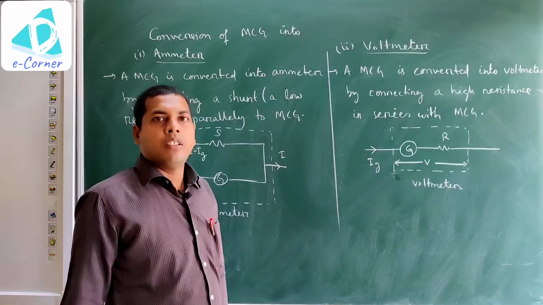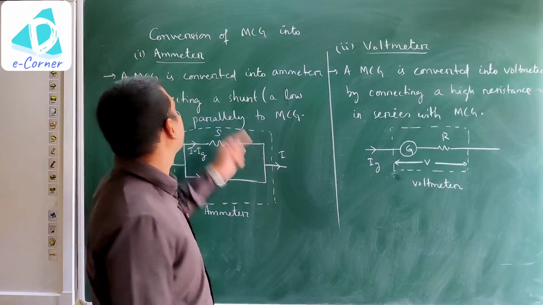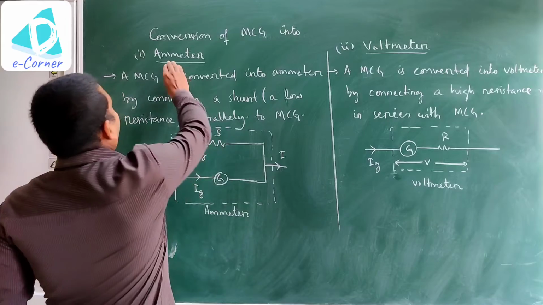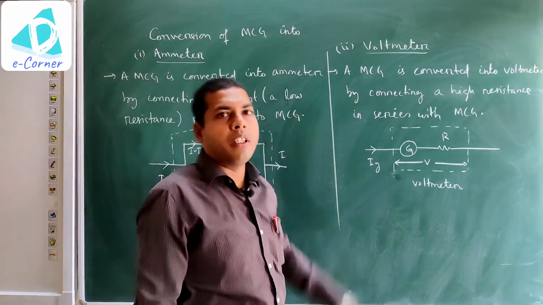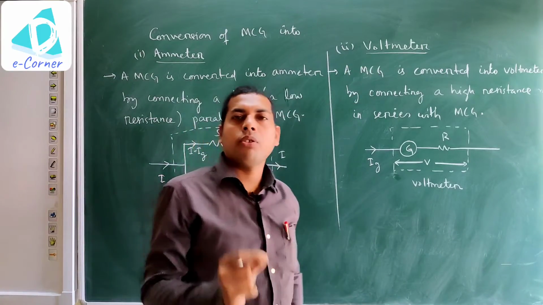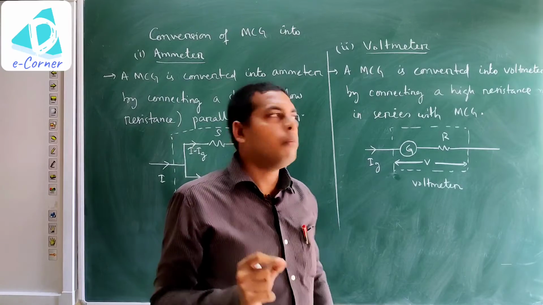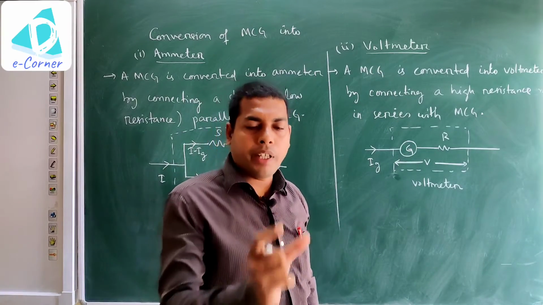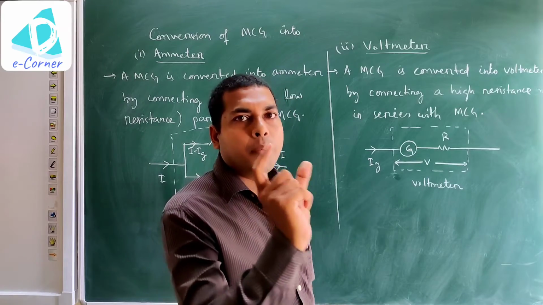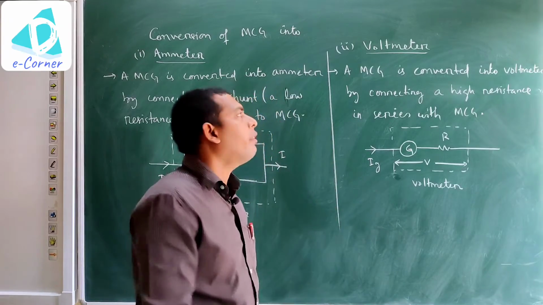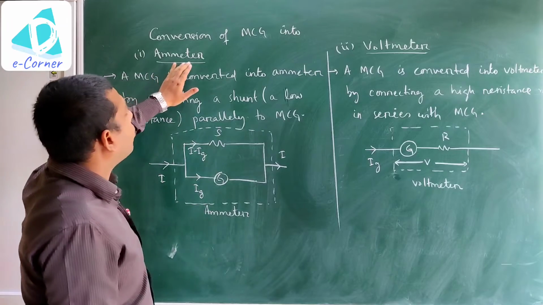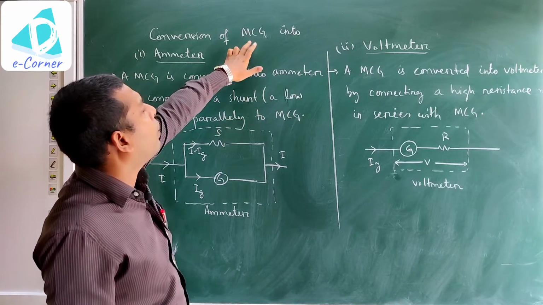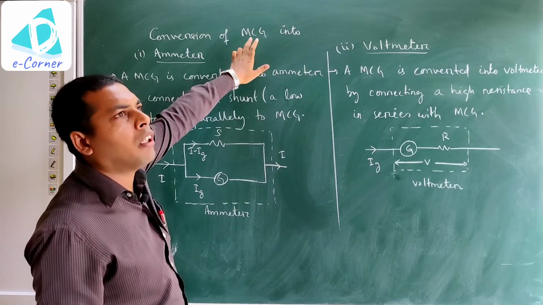Got my point? Next topic is conversion of moving coil galvanometer into ammeter and voltmeter. Ammeter is the device which measures the current and voltmeter is the device which measures the potential difference applied across any point or across any device. So we have to convert to ammeter and voltmeter by using our moving coil galvanometer.